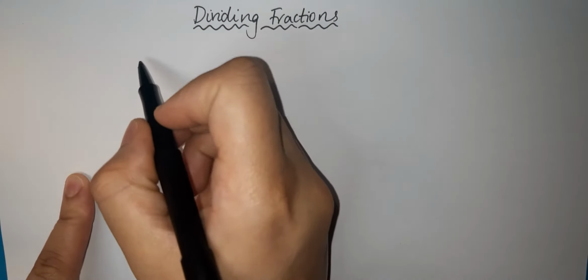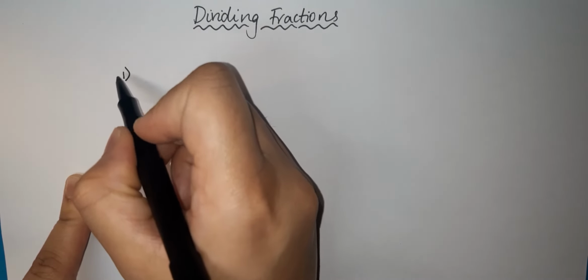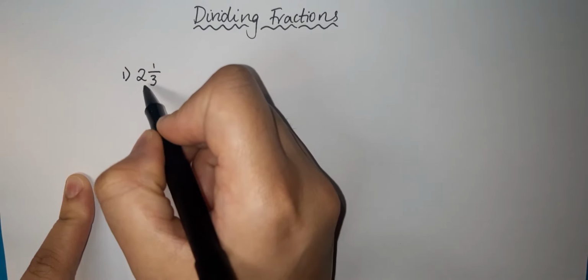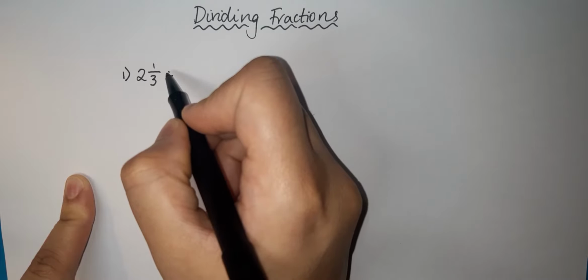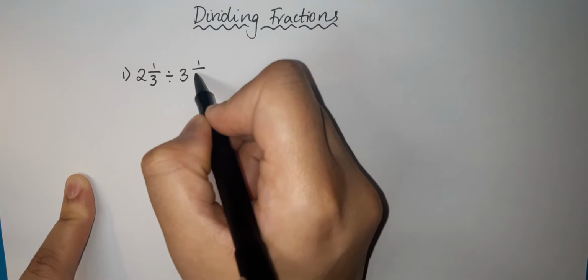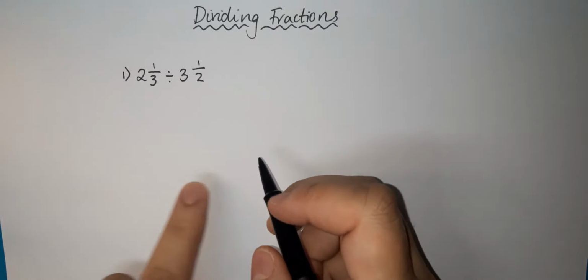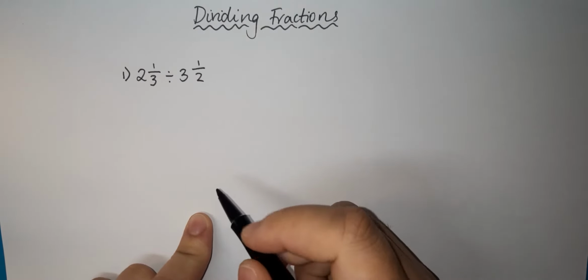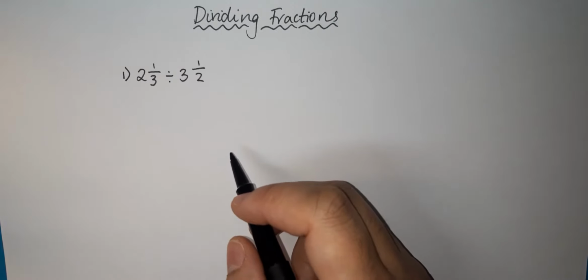Now, dividing fractions is as simple as multiplying fractions, but there's only one extra step. So if we have a go at a question, here's a question: find 2 1/3 divided by 3 1/2. Now, looking at this question, you might think that is very complicated. But let's use the skills that we looked at in the previous video.